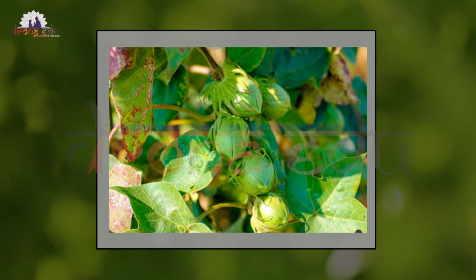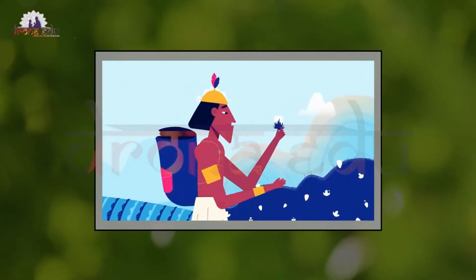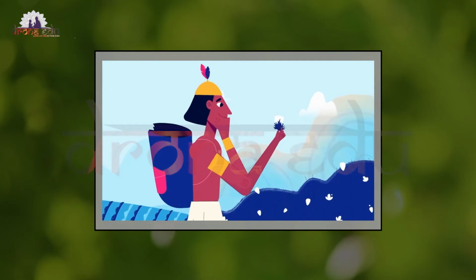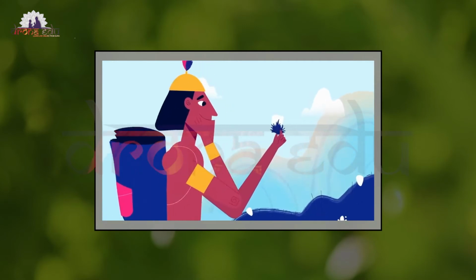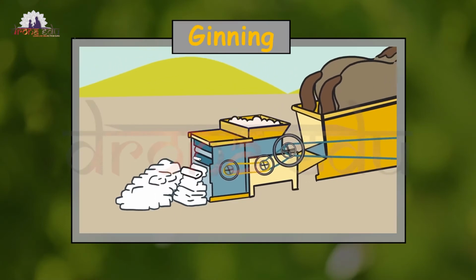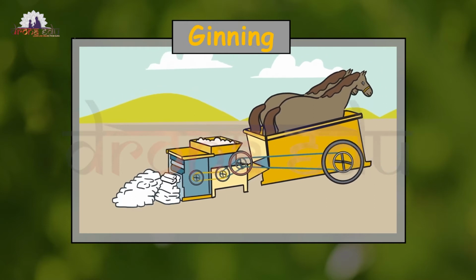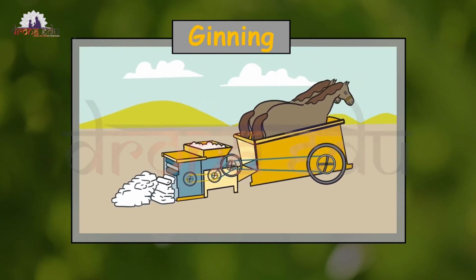After maturing, the balls burst open and the seeds covered with the cotton fibers can be seen. Cotton is usually picked by hand from the cotton balls in the cotton plant. Fibers are then separated from the seeds by combing. This process is called ginning of cotton.